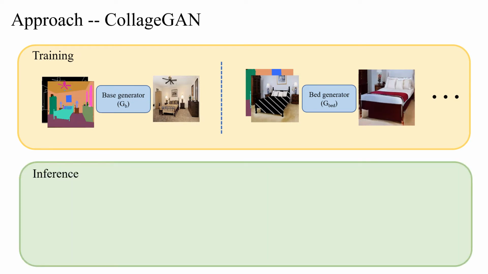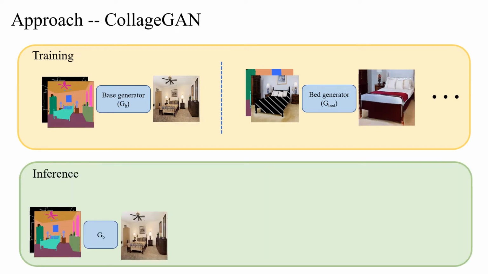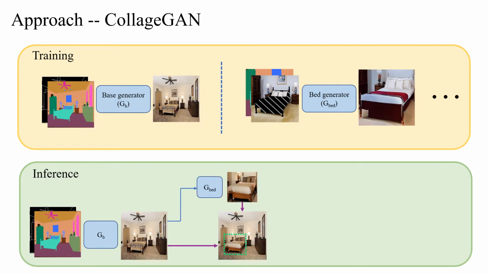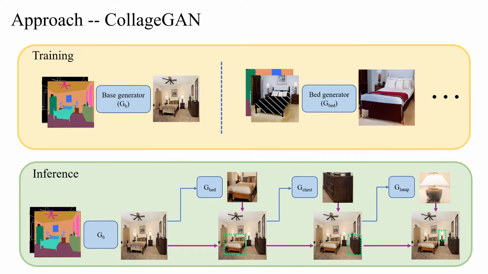During inference, we first use the base model to generate the base image, and then we can recursively refine each foreground object. Since the class-specific model is trained to consider its context, the final image will still be harmonious.